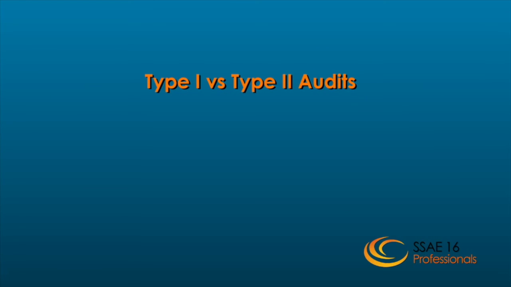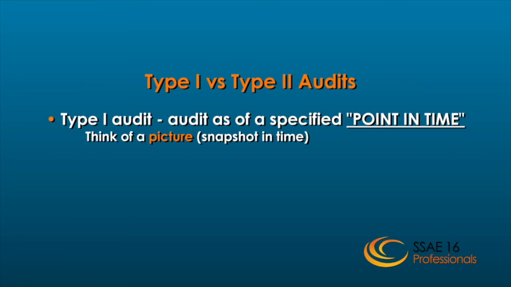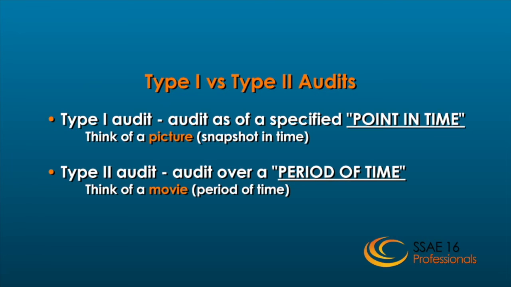SSAE 16 Type 1 and Type 2 reports can be issued. A Type 1 audit tests if controls were placed in operation as of a specified point in time. A Type 2 audit tests the operating effectiveness of controls over a period of time of at least 6 consecutive calendar months. Most user organizations require their service provider to ultimately undergo the Type 2 audit for the greater level of assurance it provides.